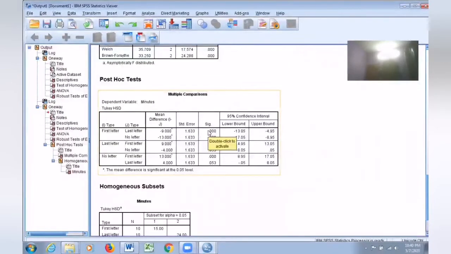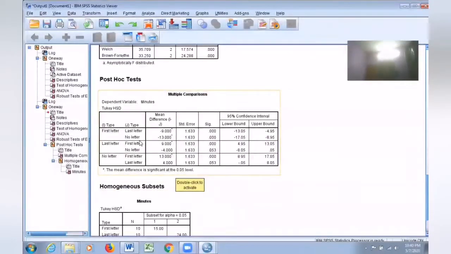Here, all the 3 possible pairs of comparisons were made by SPSS. First letter is compared with the last letter and no letter. Last letter is compared with the first letter and no letter. No letter is compared with the first letter and last letter. So all the possible comparisons are made. And you can see here the mean difference, standard error, and the sig value, which is very, very important. The sig value tells you between which two groups the real difference exists.